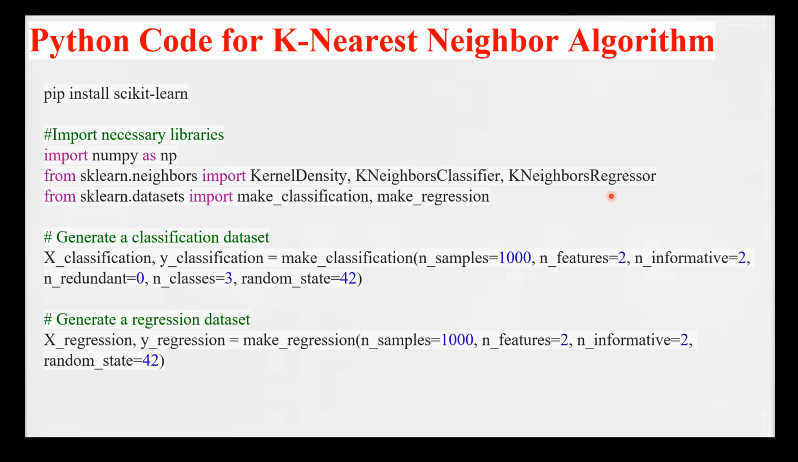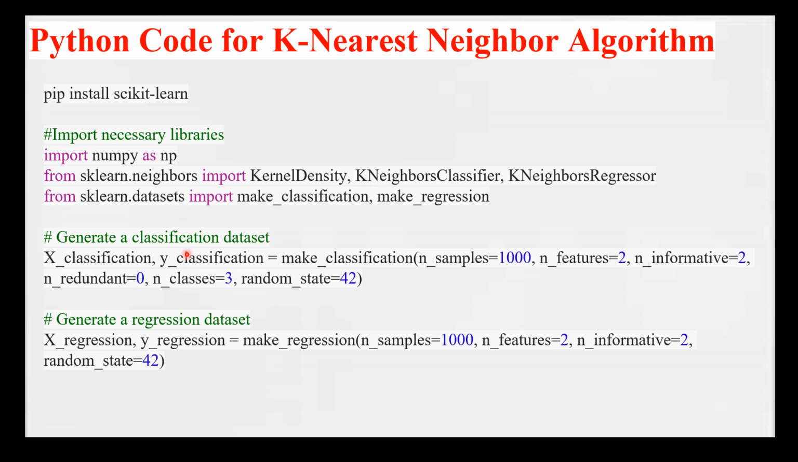In this code, first up, we will have a pip install scikit-learn. That is, this command will install the scikit-learn library, which is a popular machine learning library. Then in the next stage, these lines will import the necessary libraries like numpy, k-nearest neighbor, kernel density estimator, and the functions to generate sample data sets.